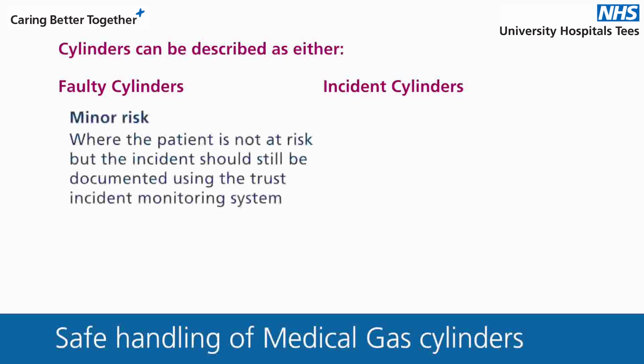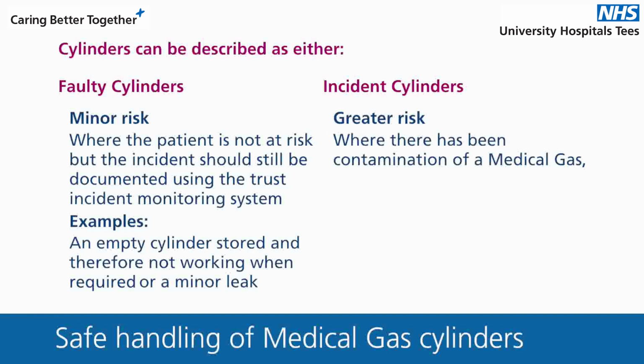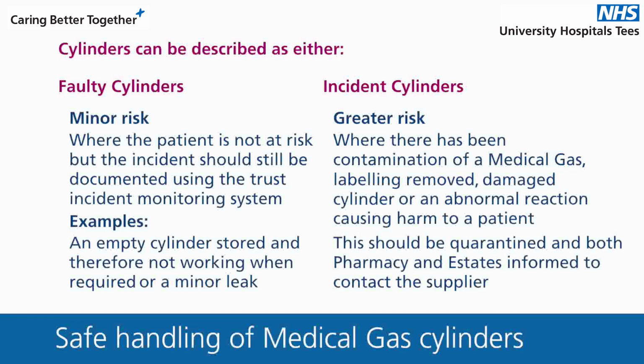A faulty cylinder is minor, where a patient is not at risk, but the incident should still be documented using the Trust Incident Monitoring System. For example, an empty cylinder stored and therefore not working when required, or a minor leak. An incident cylinder is a greater risk, where there has been contamination of the medical gas, labelling has been removed, a damaged cylinder, or an abnormal reaction causing harm to the patient. This should be quarantined and both pharmacy and estates should be informed to contact the gas supplier.